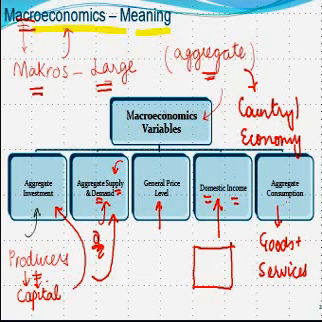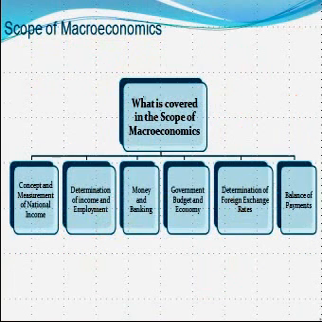So what is it that we study in macroeconomics? Of course, these are some of the variables which we discuss, which we study at a large level. But what exactly is it that you study as a part of macroeconomics? And that brings us to the scope of macroeconomics. So what you study as a part of macroeconomics are these 6 things broadly. There may be certain other variables as well.